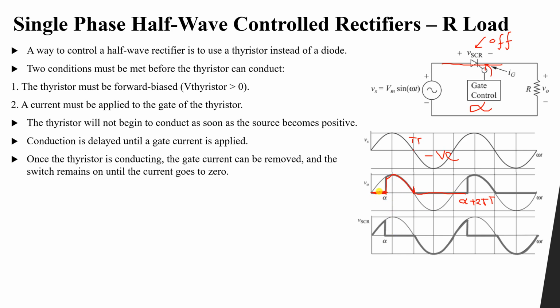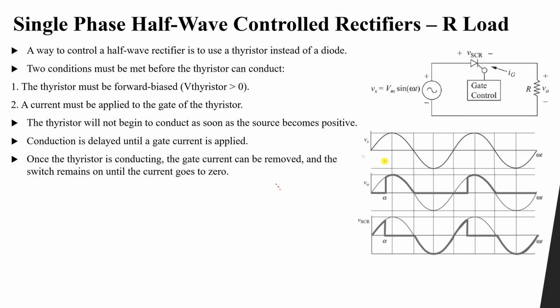Now if you compare this to the diode, you can think of the diode as alpha equal to 0. If the thyristor angle is alpha equal to 0, what does this mean? It means that it will start conducting starting from here. So V output will be like this, similar to the diode. So we say that if the firing angle is equal to 0, or the delay angle is equal to 0, then the thyristor will become a diode.